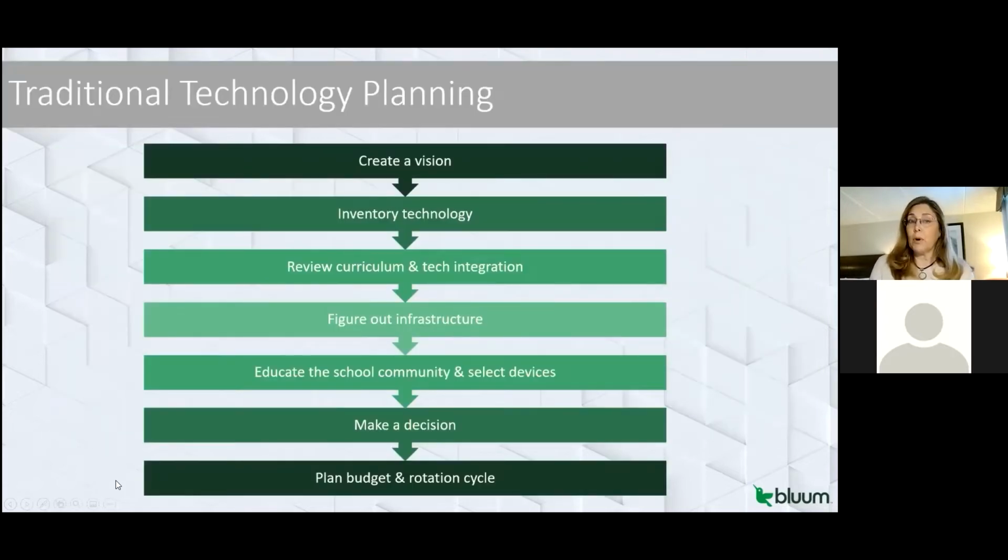When we met on March 2nd, one of the things we talked about was a model for technology planning. I shared this model, which is a pretty traditional model, where you create a vision, have an inventory of the resources that you already own, and have a curriculum where you're integrating that technology. You figure out your infrastructure, and whether you have enough to support that vision, educating your school community, making a decision, planning your budget.